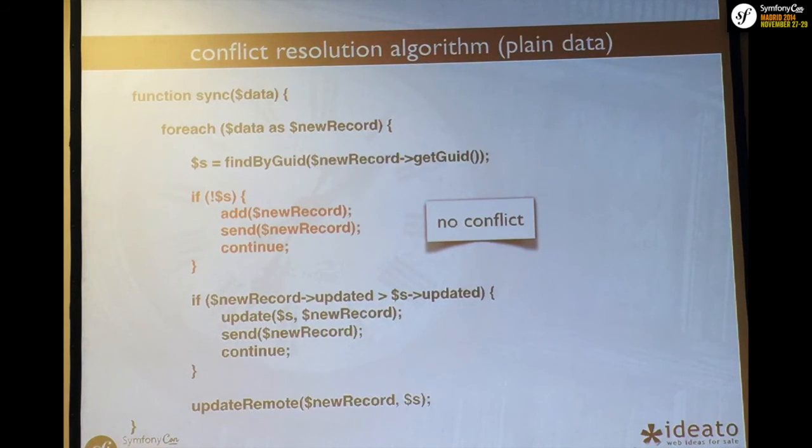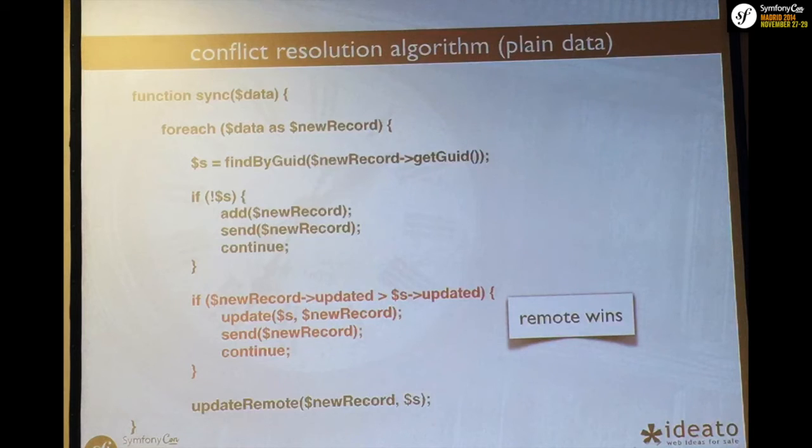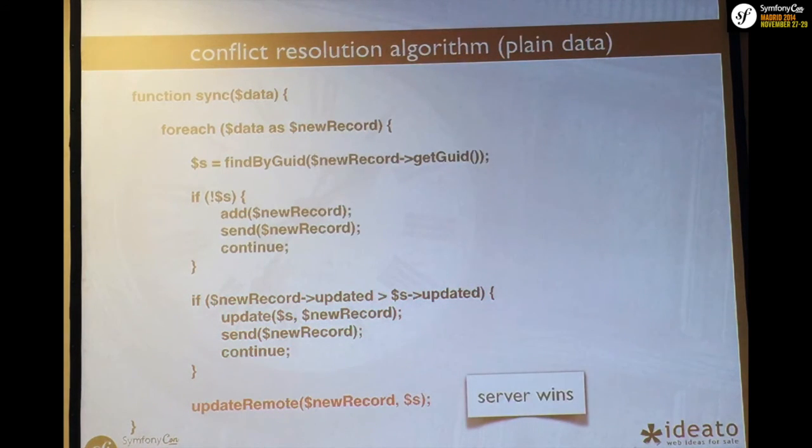If the record is present, we need to check which of the two is more recent. In this case, if the record coming from a mobile app is more recent, it wins in a certain sense. So we update the record on the server and then we respond back to the client again. The last case is if the record on the server is the more recent, we just don't need to do anything and we respond back to the mobile client. Okay? Makes sense? I hope so.